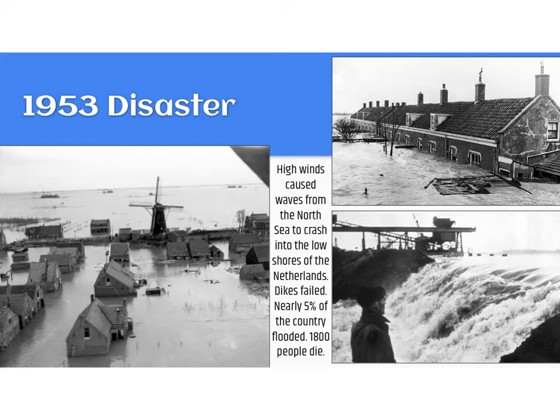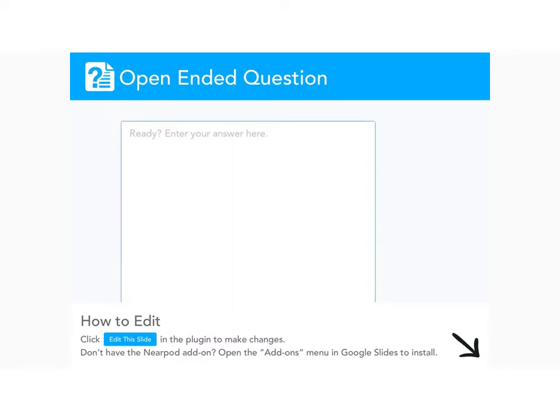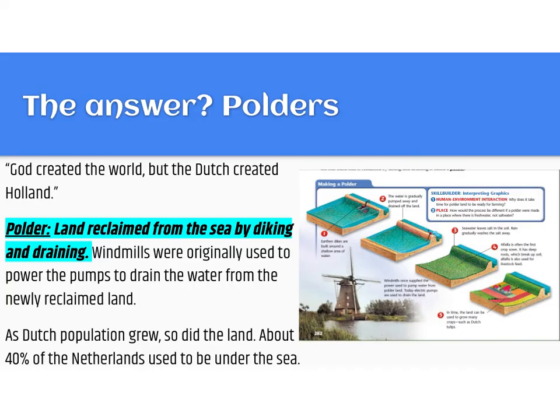Obviously, the North Sea is saltwater, and so saltwater is really bad for farming. Salt is also very corrosive, so you can see all of the flooding would have pretty much decimated a bunch of buildings, right? There would be a lot of reconstruction. Also, the loss of life is fairly significant. And so all of those things would be things that you would have to find solutions to if you are the country of the Netherlands. Okay, so that is what this Nearpod question will be once you get into the Nearpod.